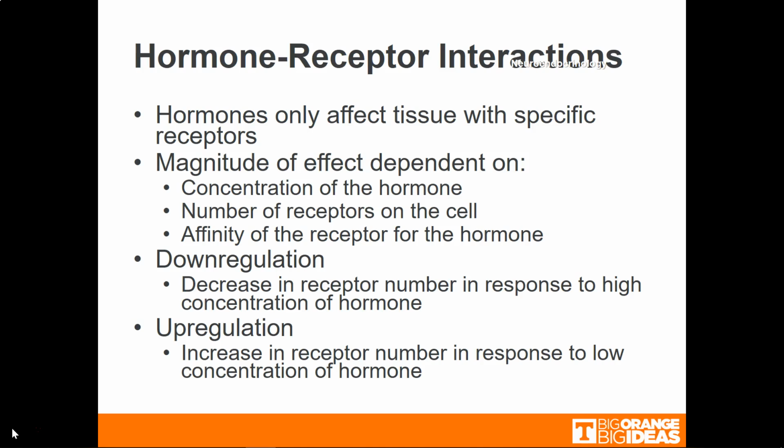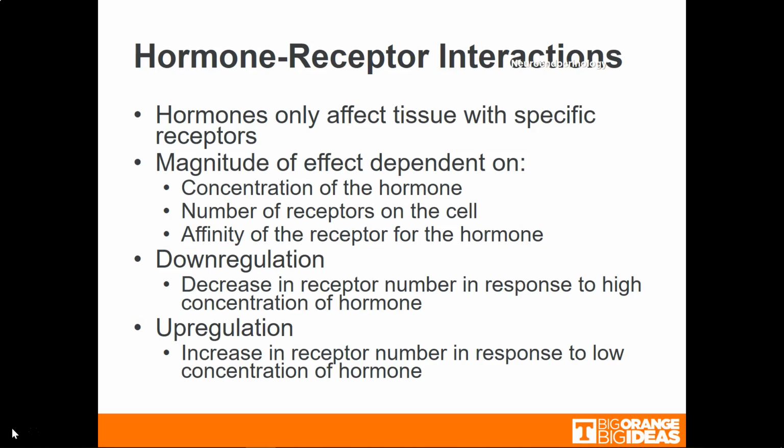And so that enables there not to be such a great effect of the hormone. So if we had every receptor and every hormone and all the hormone attaching to that receptor, it might have too strong of an effect. So that downregulation regulates how much impact the hormone has on that tissue.